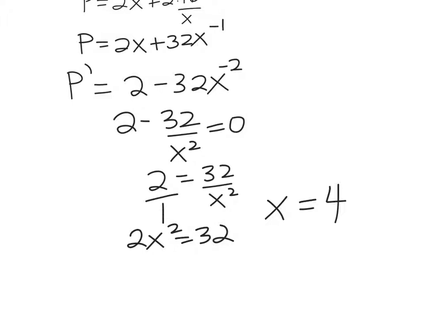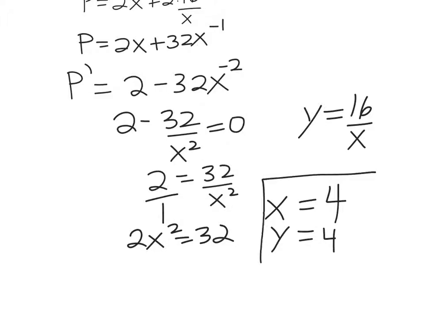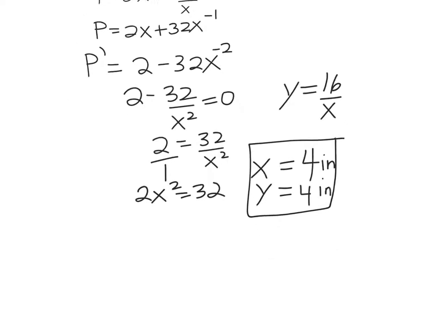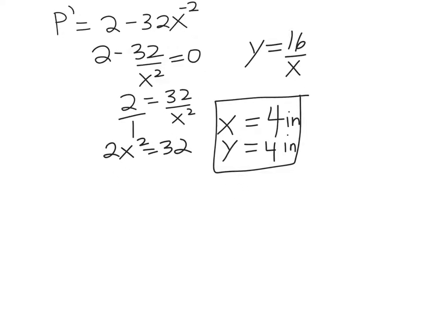Plug it back into your original where you have y equals 16 divided by x. So y would also equal 4. So the perimeter would be 16. Do they ask for the perimeter also? Yep. What is the smallest perimeter? So these are both in inches. Don't forget units. I tell my son that if the problem has words in it, your answer has words in it. Right?